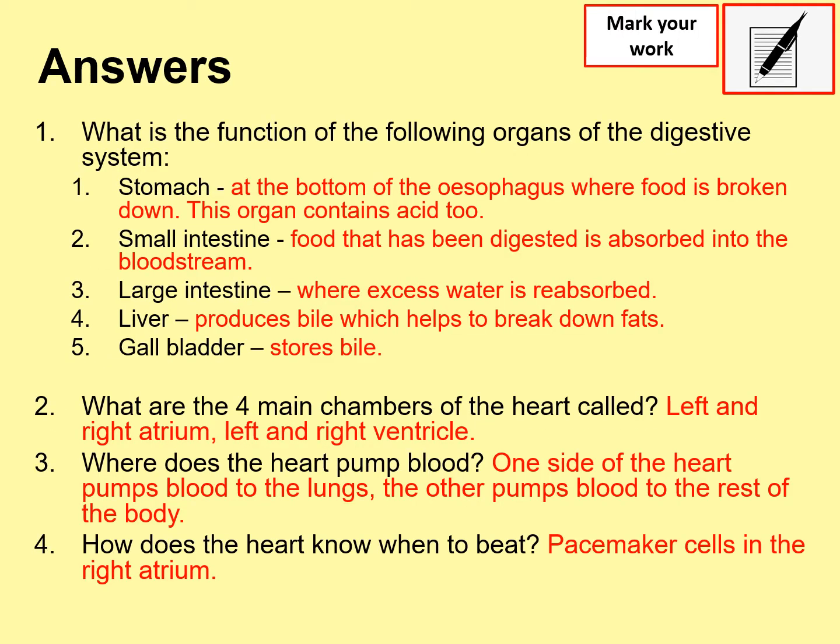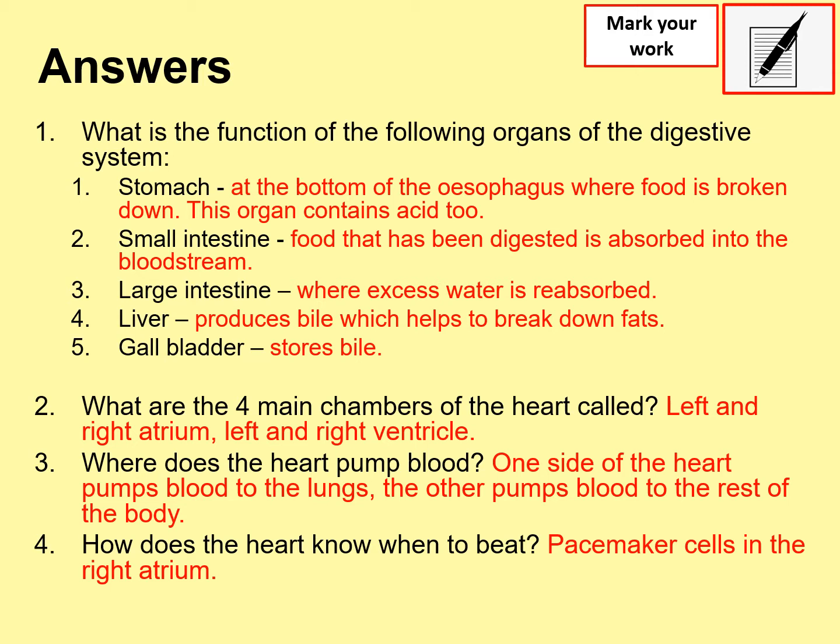So the answers to the starter that you should have, guys, is the stomach is at the bottom of the esophagus where food is broken down. This organ contains acid too. The small intestine is where the food has been digested and it's absorbed into the bloodstream. The large intestine is where excess water is reabsorbed. The liver produces bile, which helps break down fats. The gallbladder stores bile.